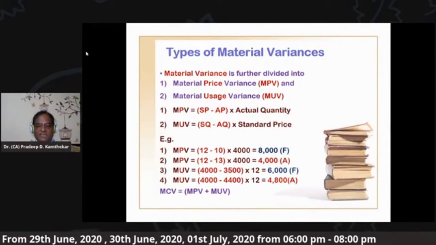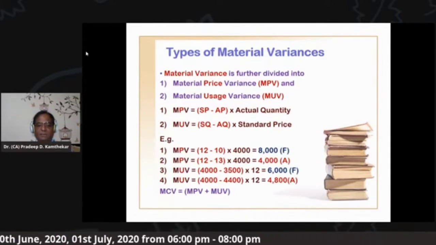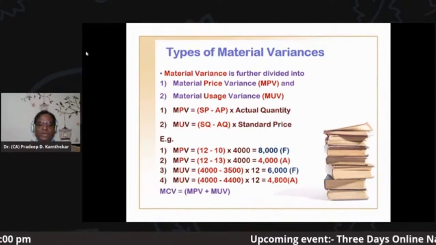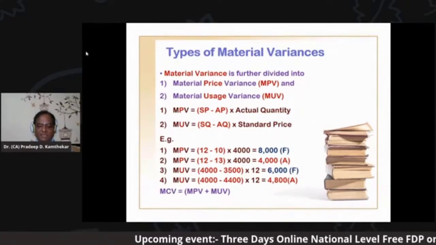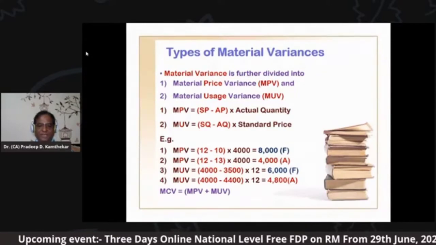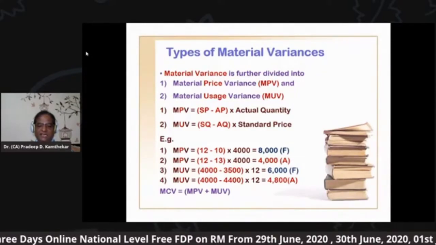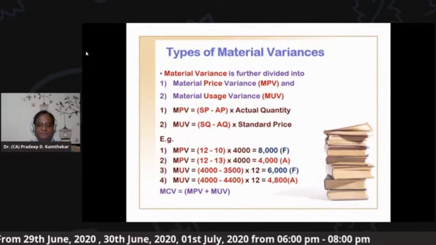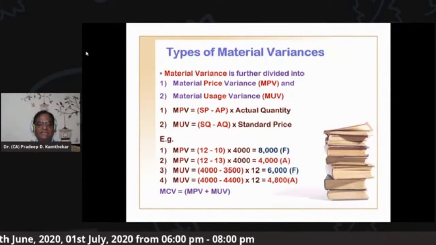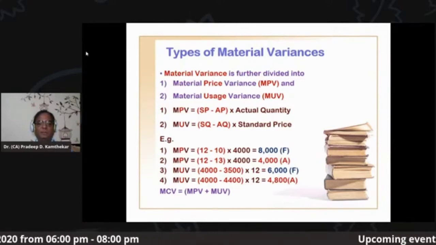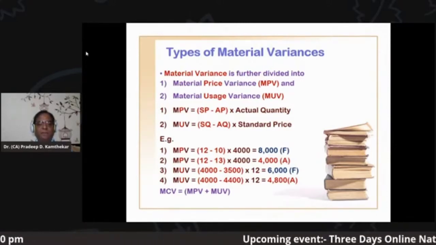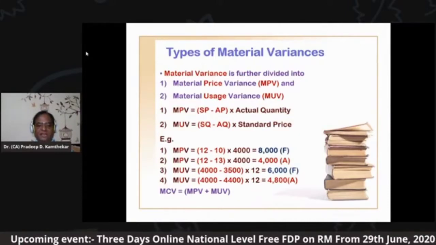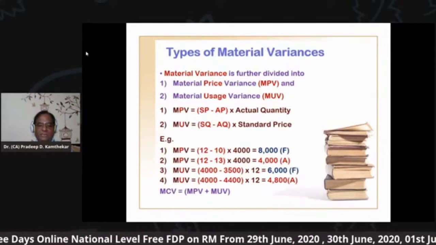And this difference between the prices, that is standard price minus actual price, we compare for the actual quantity utilized for the production process. Now, actual quantity could be in kgs, liters, meters, tons, whatever may be the parameter. So the first variance in material variances is material price variance, where we compare price, that is standard price minus actual price, and that difference we multiply by the actual quantity.